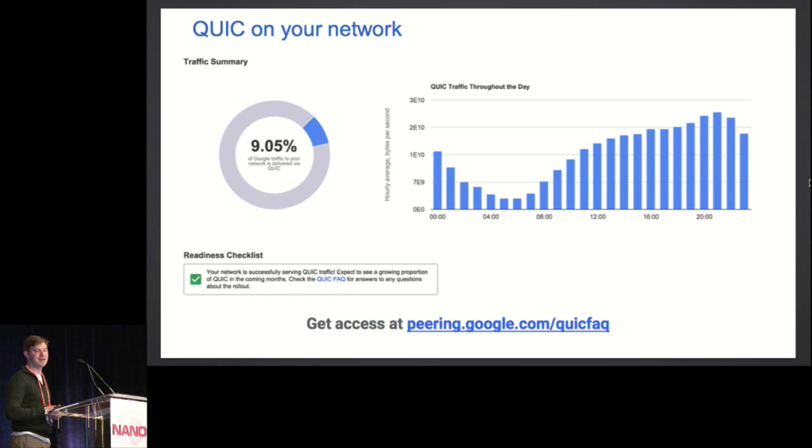So, QUIC on your network. On peering.google.com/QUIC-FAQ, there's some excellent information on QUIC. And there is also a link to how to sign up for a peering account so you can see all of this information. There's a traffic summary about how much of the data flowing into your network is QUIC. There's a profile of how it varies over the course of the day. And it also will tell you whether your network is one of the networks we found is not QUIC friendly, so is either blocking UDP or is highly filtering UDP.